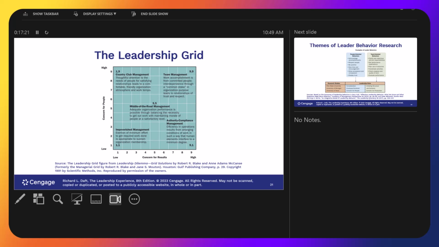Exertion of minimal effort to get required work done is appropriate to sustain organizational membership. So you look at the very top up here, you see thoughtful attention to the needs of people for satisfying relationships, leading to a comfortable, friendly organization atmosphere. So when you just look at those two right there, you see the difference. And I'm sorry, that's impoverished management. So this is, you get minimal effort down there. You look at the top at the country club management where it's very high.